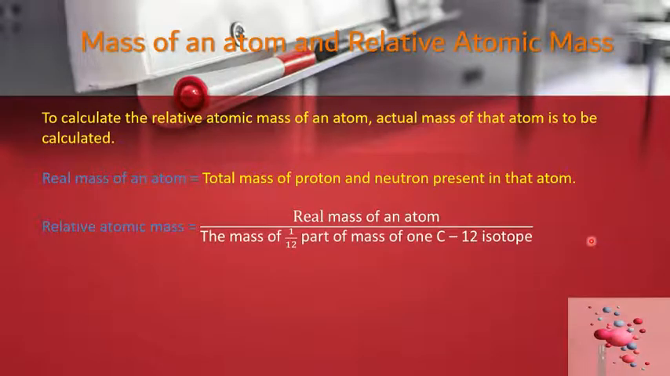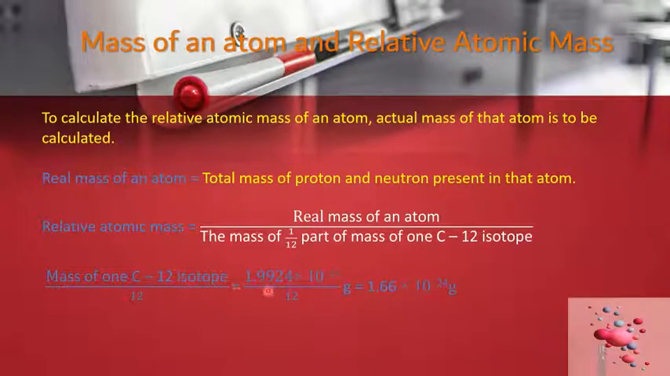And after calculating the actual mass of an atom, relative atomic mass is calculated by the real mass of an atom divided by the mass of 1/12 part of the mass of one carbon-12 isotope. That means relative atomic mass is the ratio of the real mass of that atom and the mass of 1/12 part of the mass of one carbon-12 isotope. So you have to memorize this value. The mass of 1/12 part of the mass of one carbon-12 isotope.